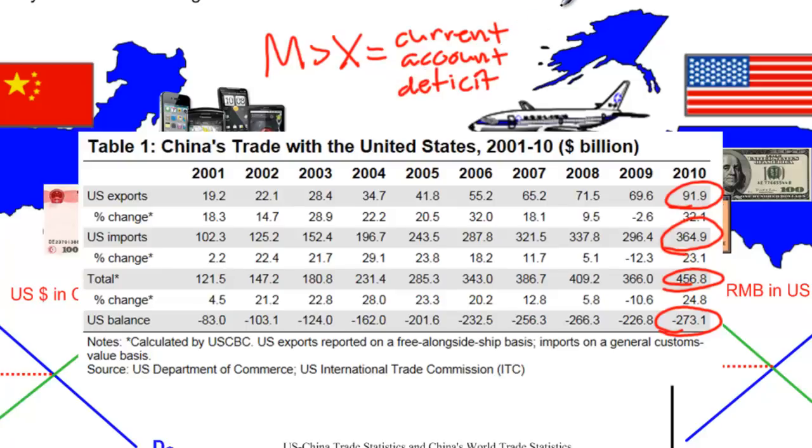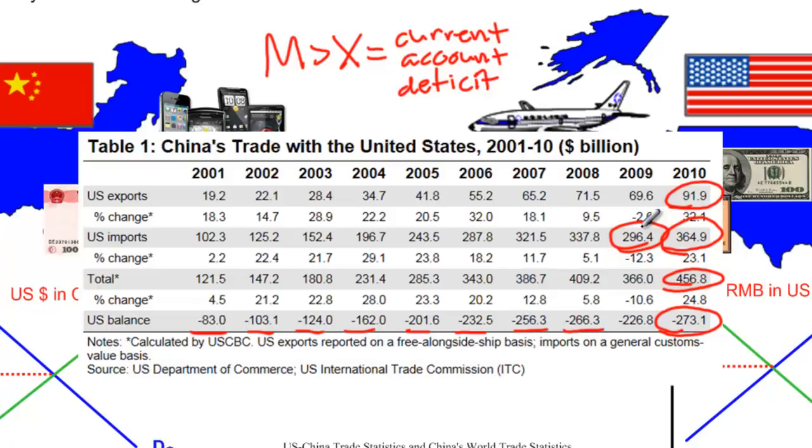Notice, looking back at the last decade, that the United States has had current account deficits with China in each of the years depicted in this table. Between 2001 and 2008, the current account deficits grew annually, reaching $266 billion in 2008. During 2009, however, the U.S. current account deficit with China fell, and this is most notably because U.S. imports from China fell from $337 billion to $296 billion.